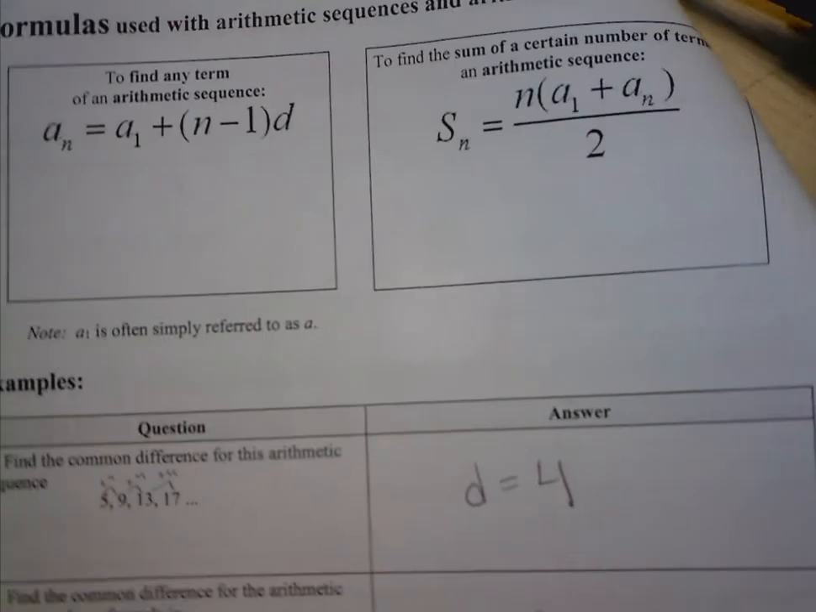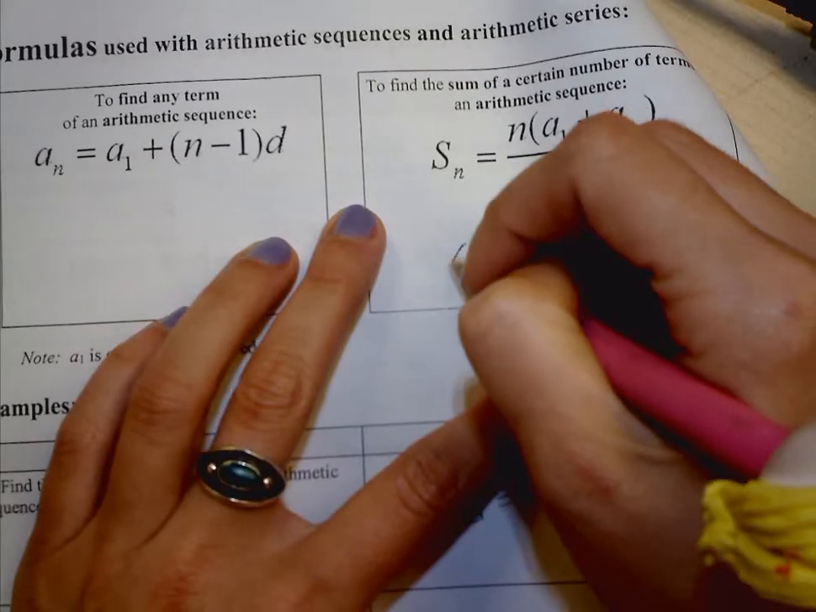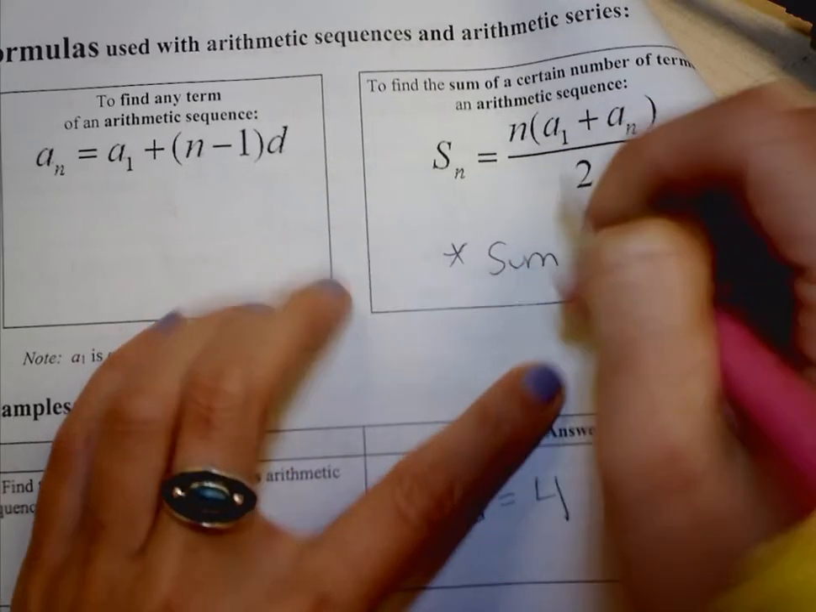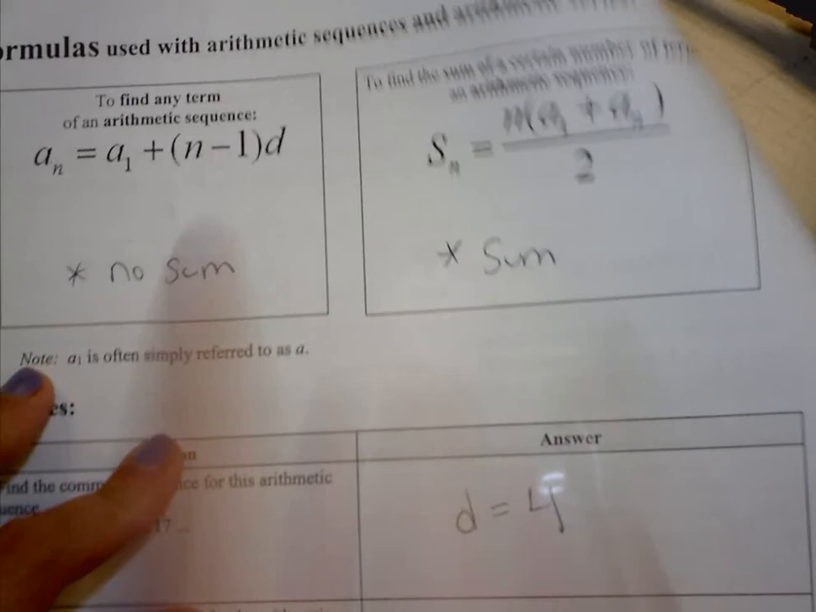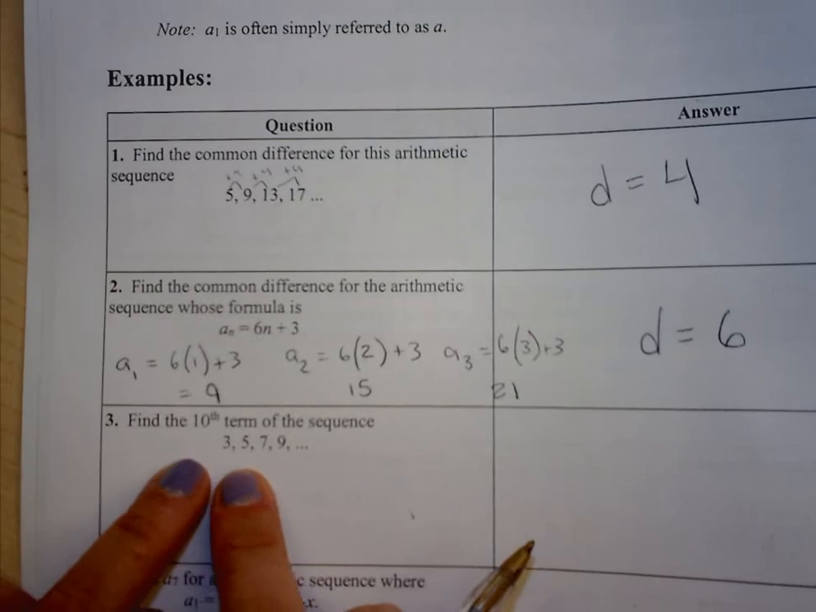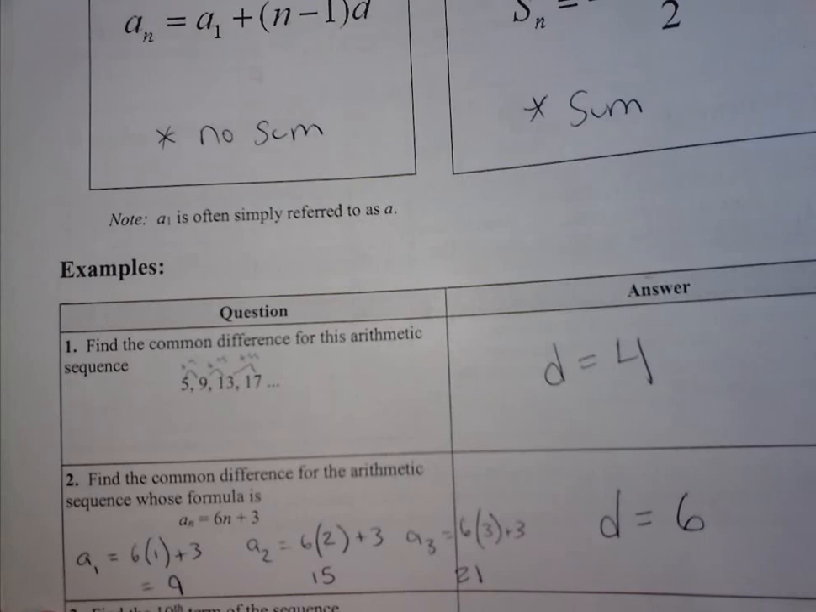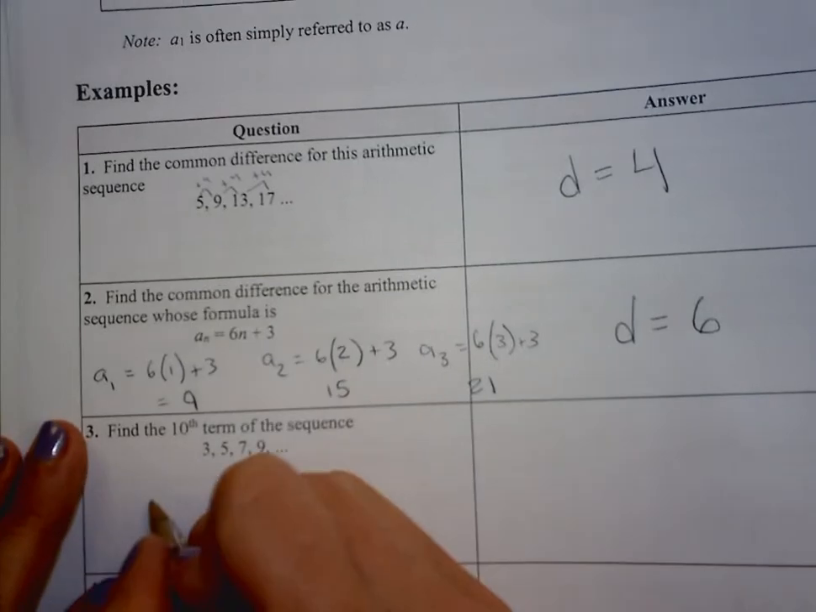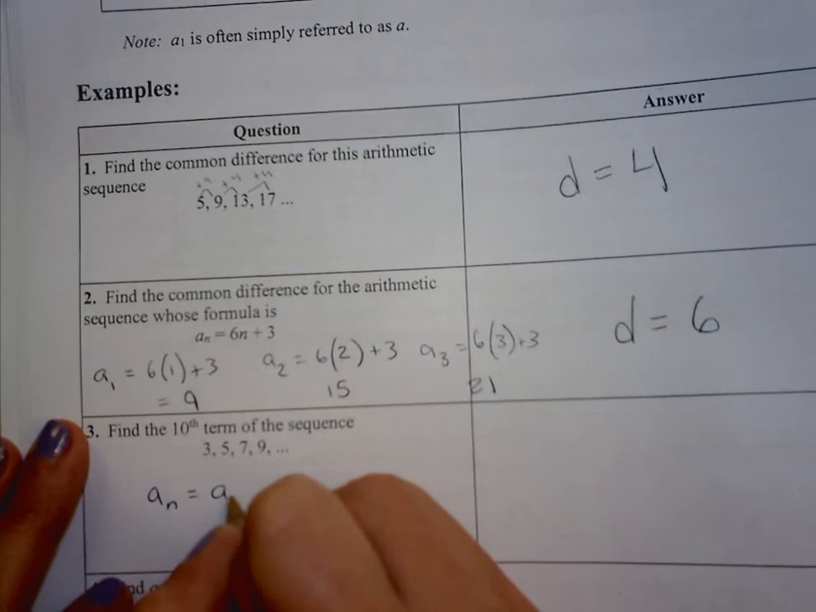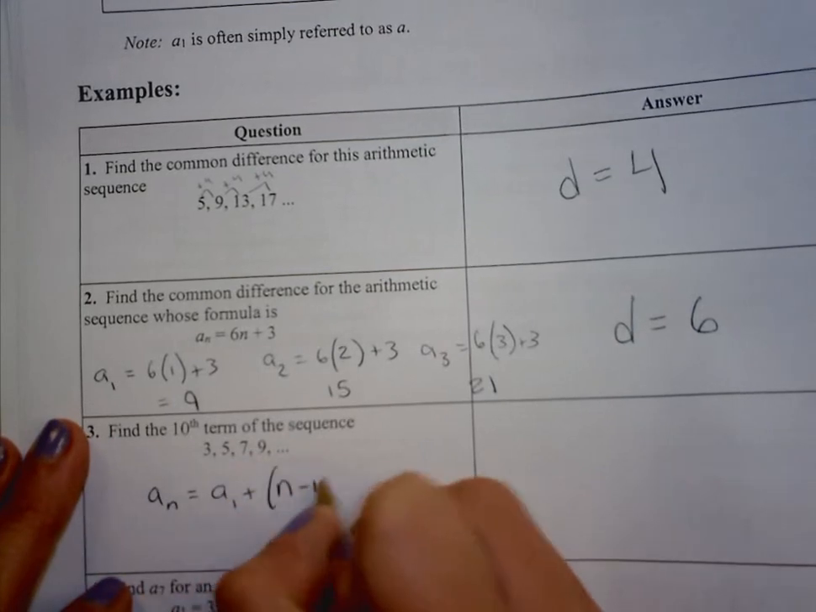Okay, so I'm just going to put sum, no sum. So use this formula for everything else except the sum. So for number 3, I'm not talking about the sum at all. So I'm going to use this formula. AN is equal to A1 plus N minus 1 times D.